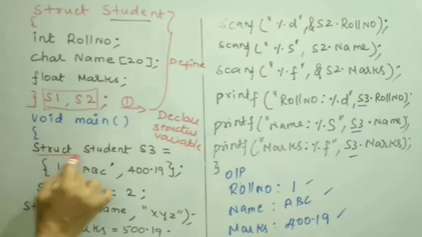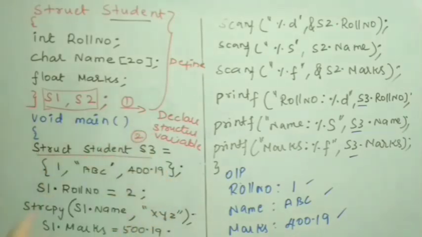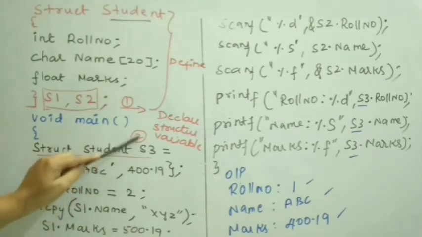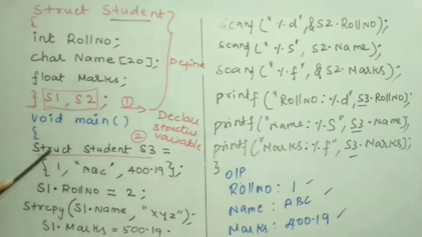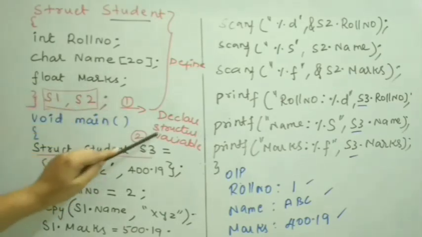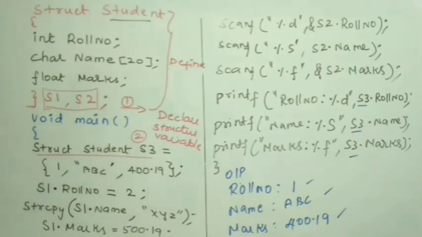Another way of declaring a structure variable is as a separate statement. That is, inside main, like other variables are declared, my structure variable can also be declared. The declaration starts with the keyword struct and then the name of the data type, that is student, followed by the structure variable. We have two different ways to define a structure variable. How to access the structure variable? Using the dot operator. Using the dot operator, I may access a data member of the structure variable.